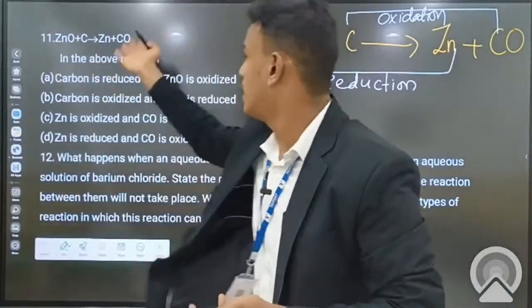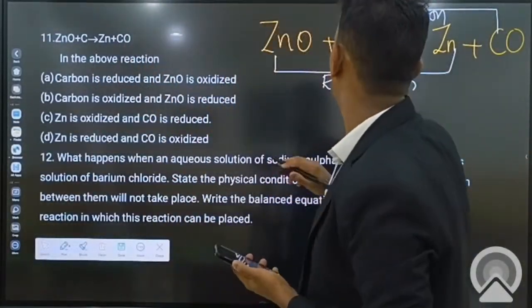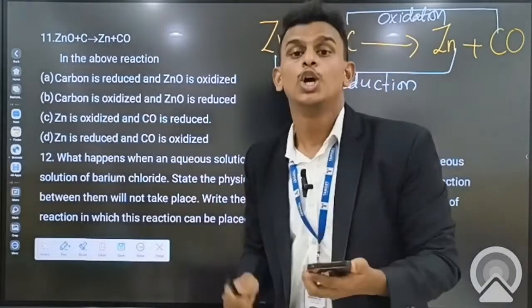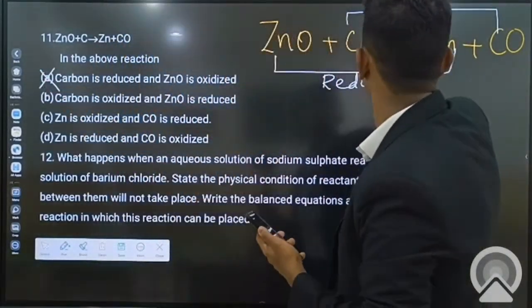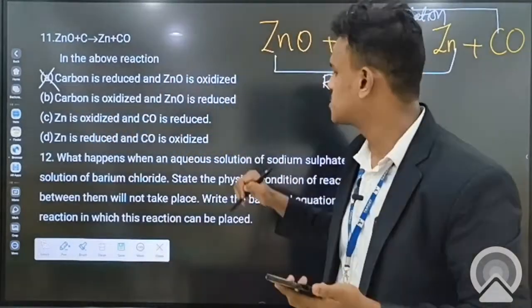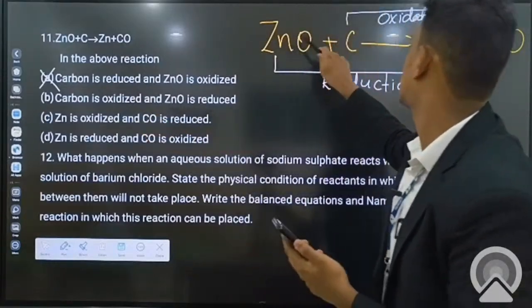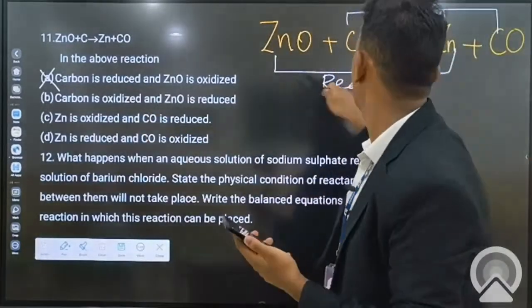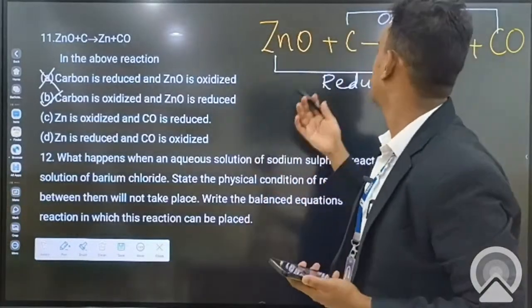Okay, then go to your options. Carbon is reduced and zinc is oxidized. Is it correct? No, this is not correct, because carbon is oxidized, oxygen is added. Carbon is oxidized and zinc is reduced. Correct, right? Carbon is oxidized. Yes, correct. Zinc is reduced. Yes, this is correct. Zinc is oxidized.